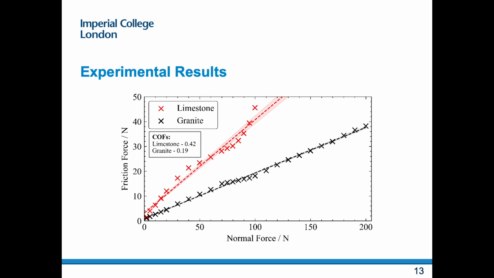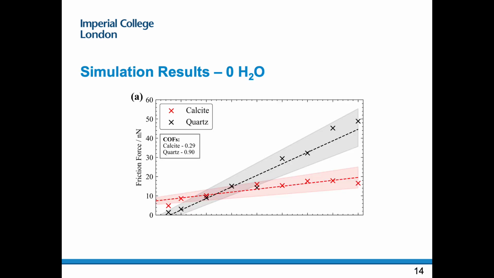It was noted with the experiments that the limestone powder strongly adheres to the diamond tip, which has previously been shown for polycrystalline diamond materials on carbonate materials. Here we can see the simulation results for a diamond asperity sliding over a calcite and quartz surface. Like the experiments, the steady-state friction force increases linearly with normal force for all systems.